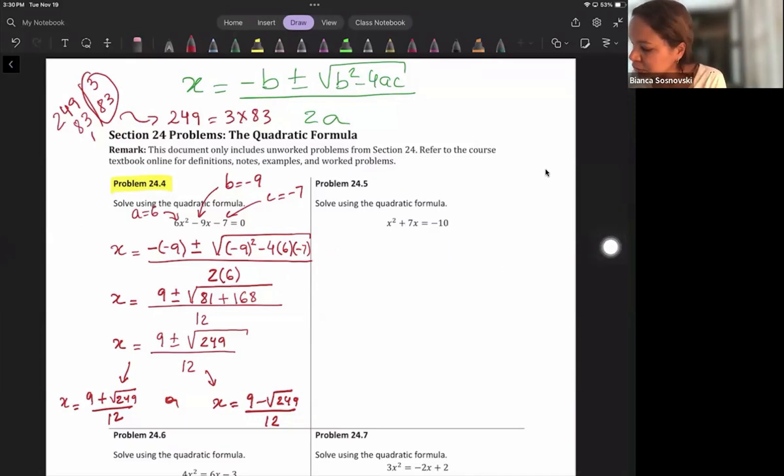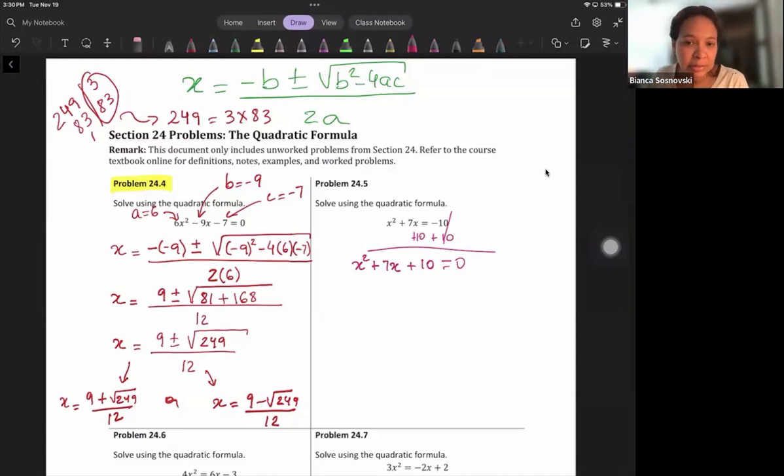So let's just put this in the standard form. I'm going to add 10 to both sides of my equation, so I get that 0. So the equation in the standard form is x squared plus 7x plus 10. Like that, I do have the standard form.